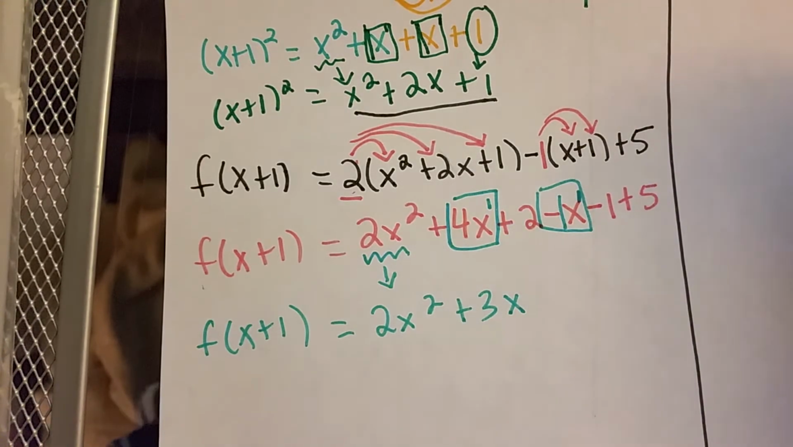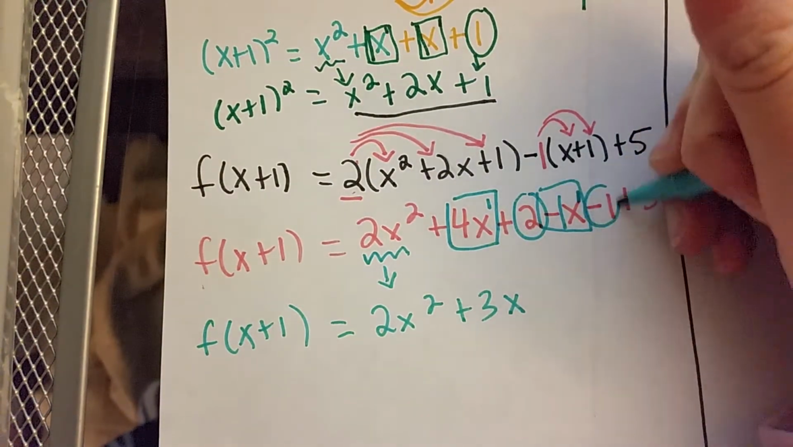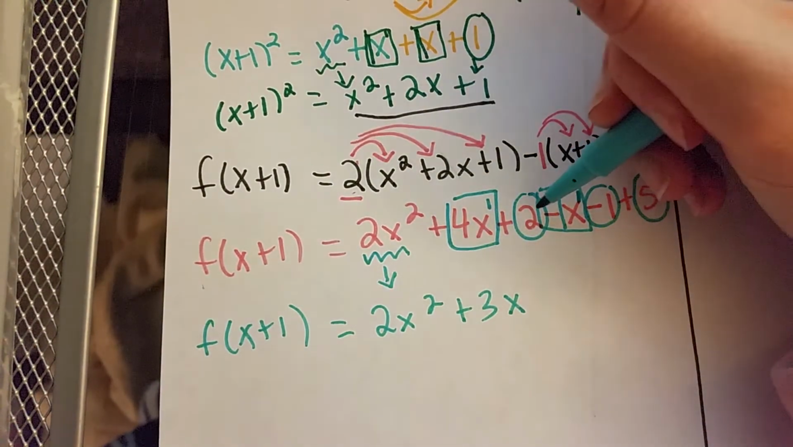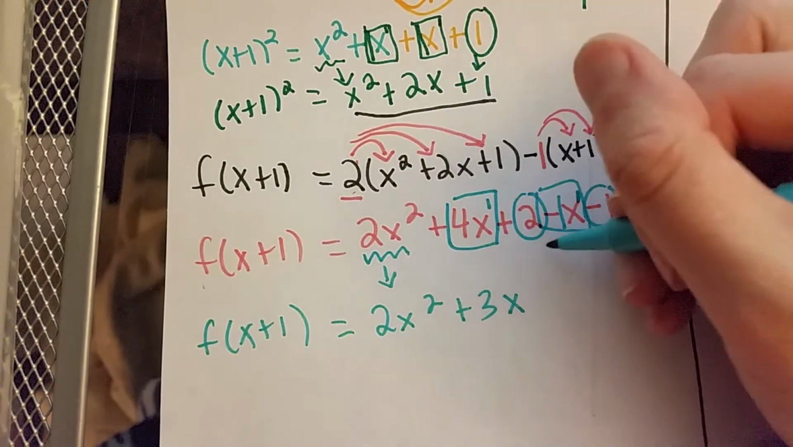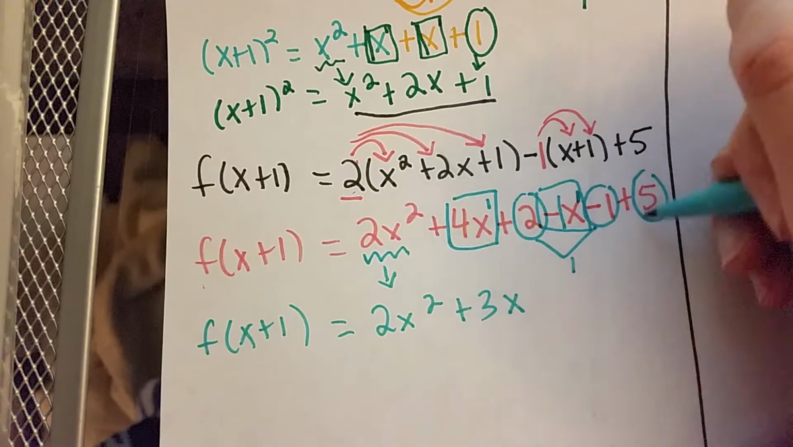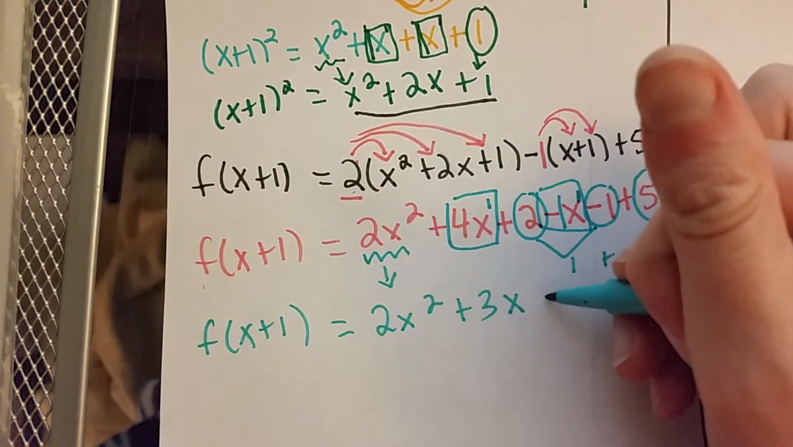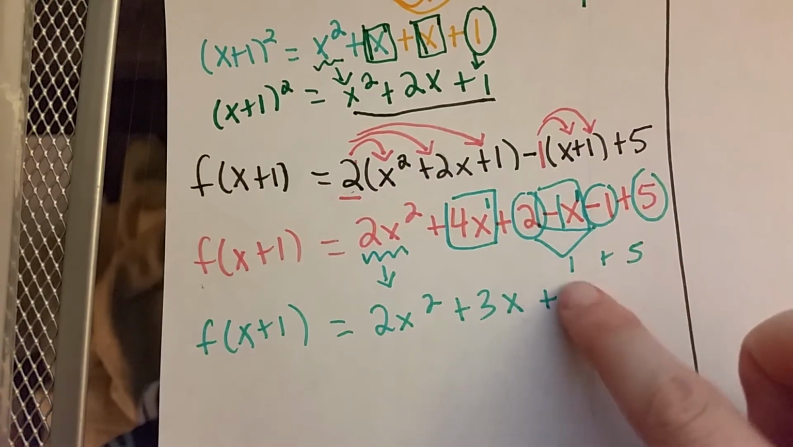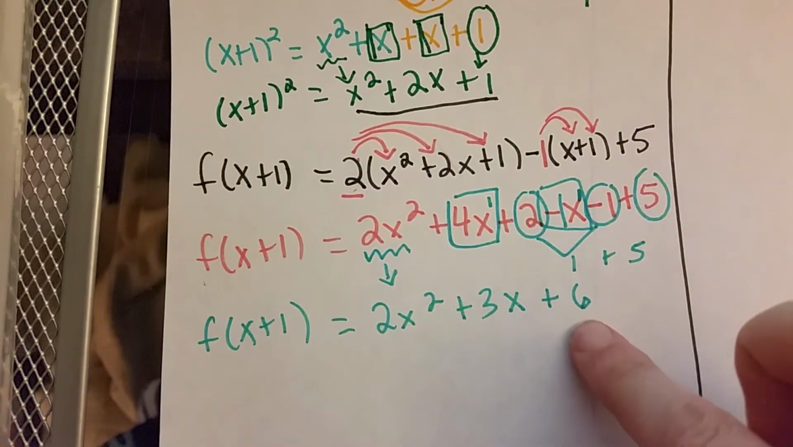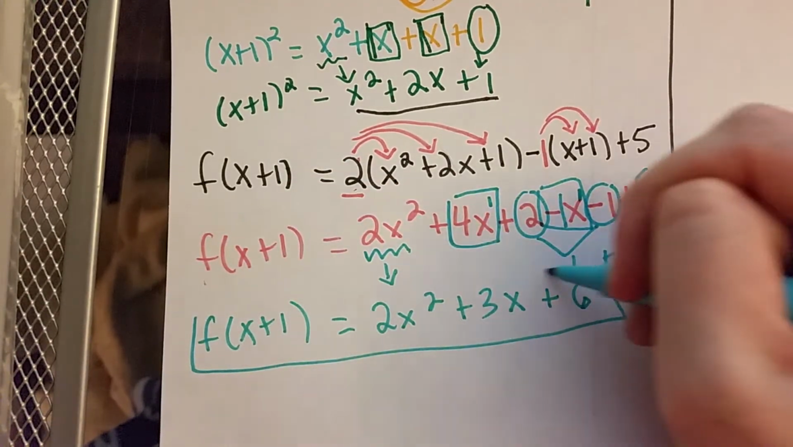Alright, now I'm going to combine all the terms that do not contain a variable. So my 2, my negative 1, and my 5. So 2 minus 1, that gives me 1. And then my 1 plus the 5 will give me a 6. So again, 2 minus 1 is 1. And then 1 plus 5 is 6. So this would be my final answer. Wasn't that exciting, you guys?